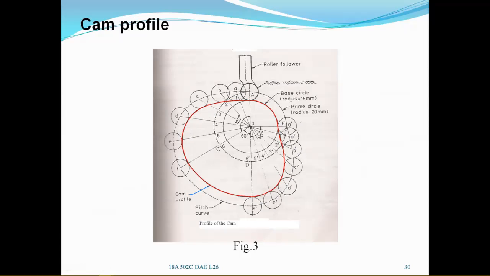So this is all about the cam profile for a roller follower. Here you can see all the salient points. This is the cam center, this is the base circle, this is the prime circle, and this red one is the cam profile. A curve passing through the centers of the rollers is the pitch curve, and point A is the trace point. So this is all about the cam profile.